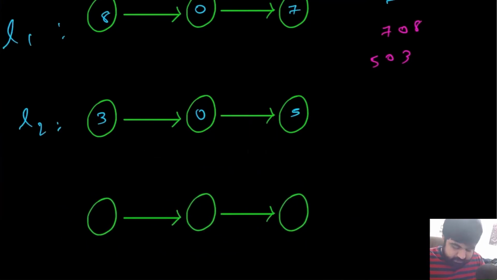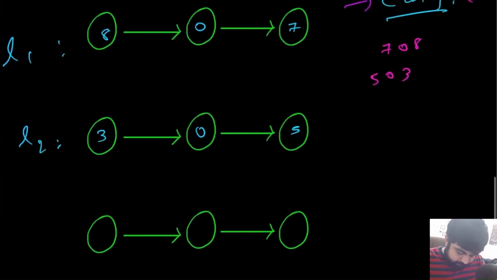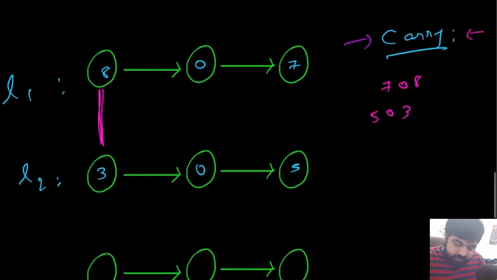So every single time we are going to create a new node. Now in this case, I know the answer is going to be this, so I directly created this, but typically we will only be creating just one dummy node at a time. And then we would do the sum of these two values, and the initial carry value is going to be 0.